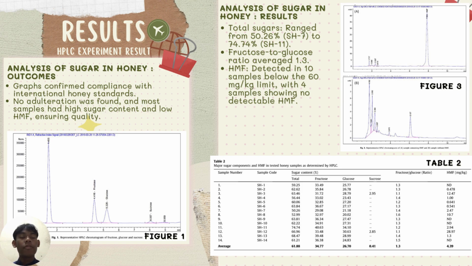Fructose to glucose ratio averaged 1.3, as shown in table 2, and HMF was detected in 6 of 10 samples, below the 60 mg per kilogram limit, with 4 samples showing no detectable HMF, as shown in the chromatogram in figure 3. As for outcomes, the graph confirms compliance with international honey standards and GSO, and no alteration was found. Most samples had high sugar content and low HMF, ensuring the quality.